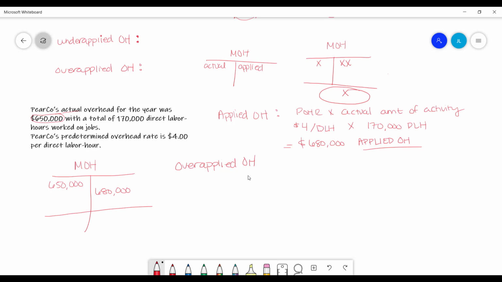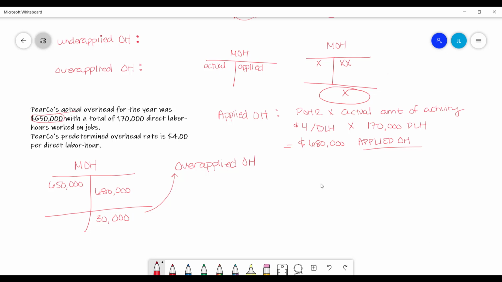The $650 being subtracted from the $680 gives me a balance of $30,000 on the credit side, right? Because our overhead is over applied. The $680 cancels out all of the $650 and still leaves me with $30,000 on that credit side. So my overhead in that case is over-applied.